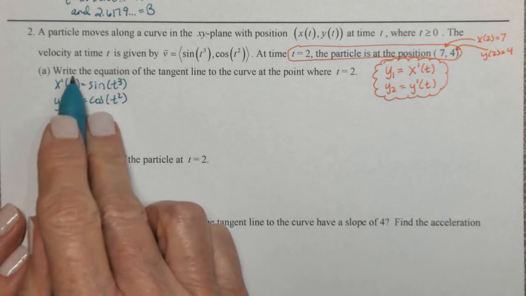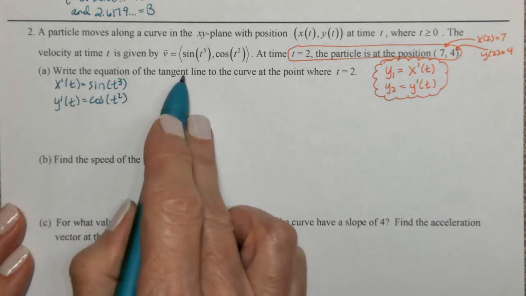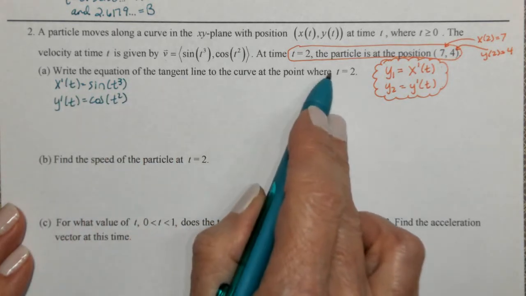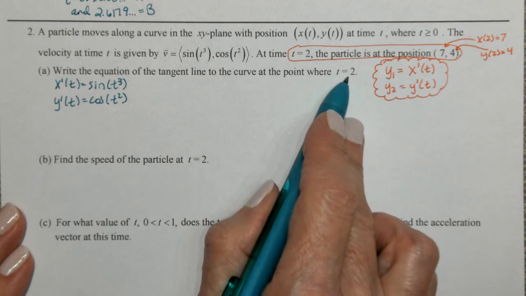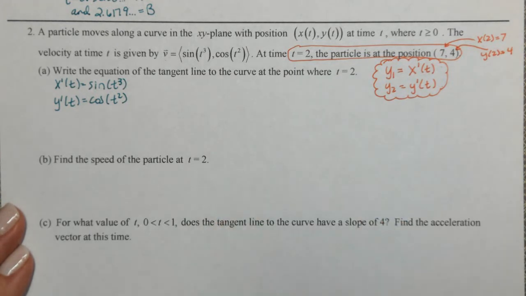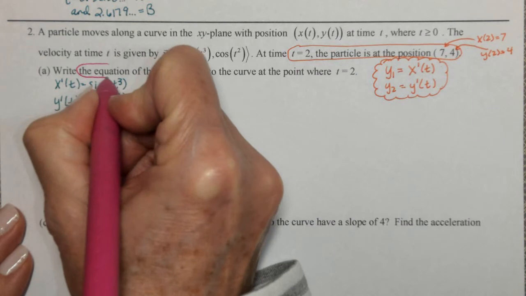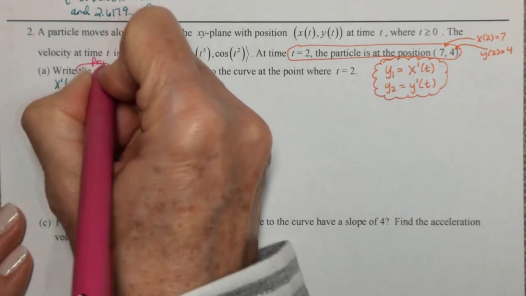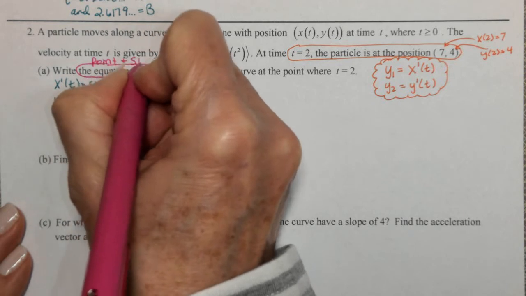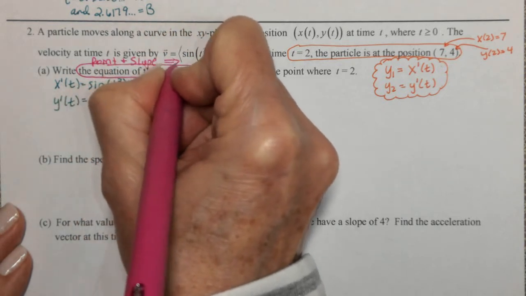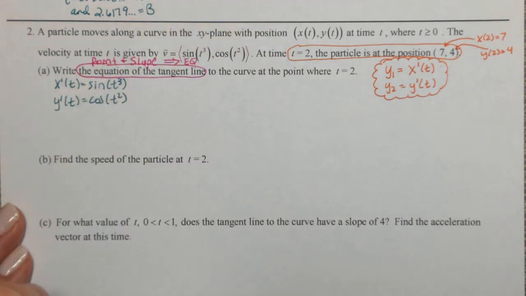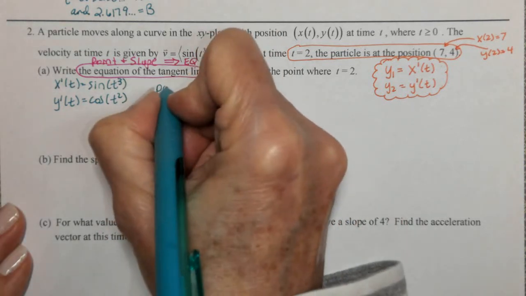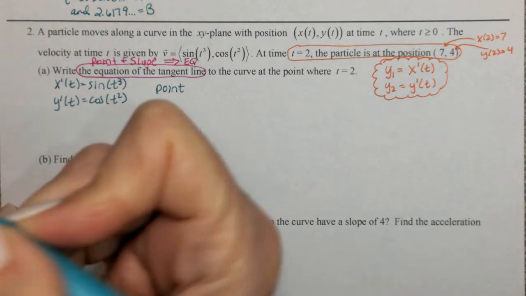Okay, part A. Write the equation of the tangent line to the curve at the point where time is 2. Well, writing the equation of a tangent line, I know what to do for that. I need a point and I need a slope. If I get those two things, I can write the equation. So first point and then slope, or first slope and then point, whatever.